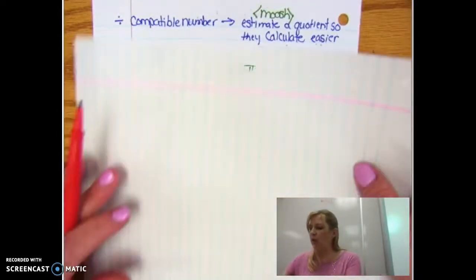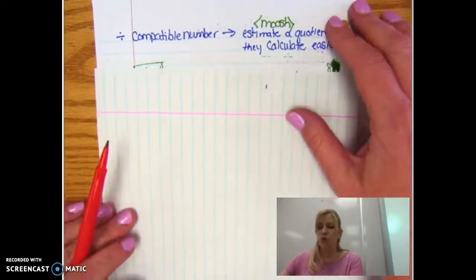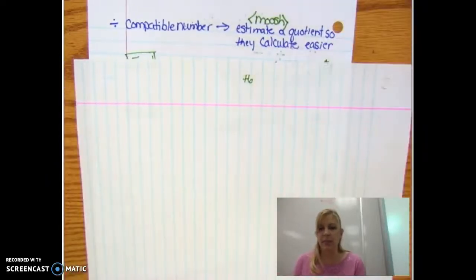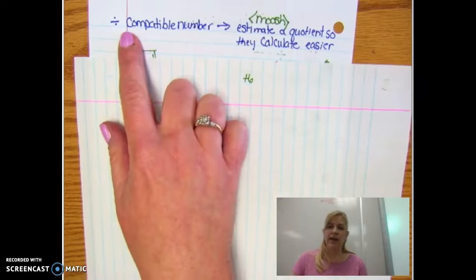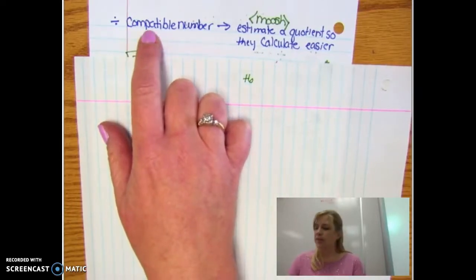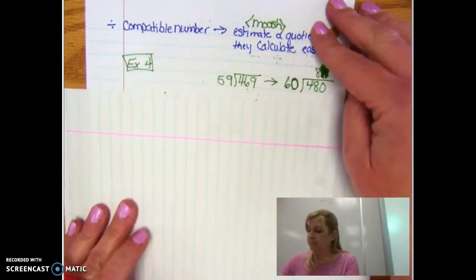Compatible numbers, I always call these moosh. You know how sometimes things just go together really well, like peanut butter and jelly. A lot of people like that, or chocolate and caramel, that sort of thing. They kind of moosh together really nicely. Well, compatible numbers are a lot of times what we use for estimating quotients, or division.